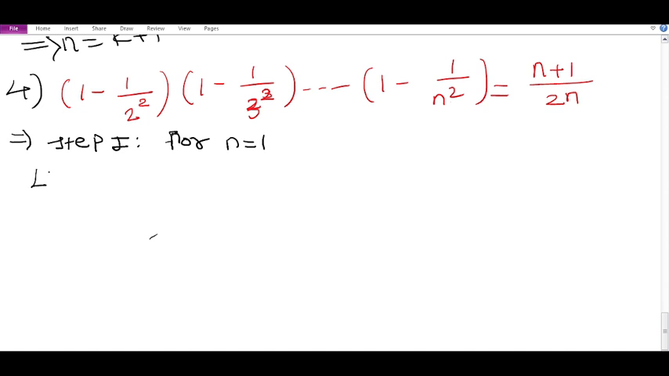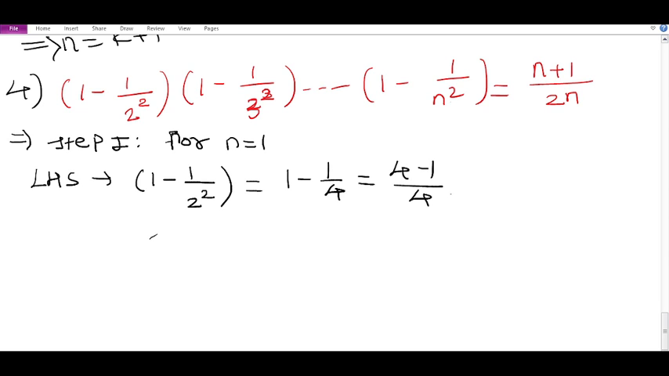So on the left hand side, this will be equal to 1 minus 1 upon 2 raised to 2. So this is equal to 1 minus 1 upon 4. If you simplify, this is 4 minus 1 divided by 4. So this is equal to 3 by 4. On the right hand side, put n equal to 1.